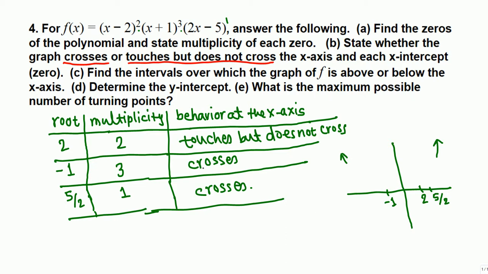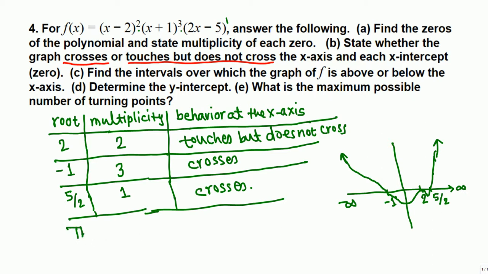So at -1 it just crosses, so the graph just comes and crosses. Then at 2, it touches but does not cross, so it's from below, it just touches but does not cross, so it comes down. At 5 halves it crosses, and it goes above like this. Okay, so the graph of this polynomial is above the x-axis from negative infinity through -1, and from 5 halves all the way to infinity.